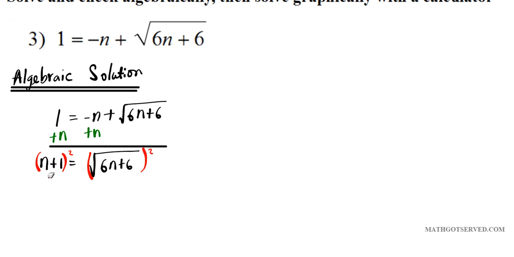On the left side, we are going to have n plus 1 times n plus 1. Please do not distribute the square across the sum of terms. That's not appropriate. We have to multiply this binomial by itself. On the right side, the square and the square roots cancel out, so we're left with 6n plus 6.